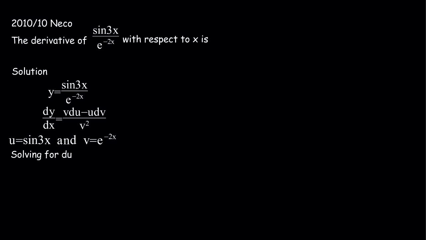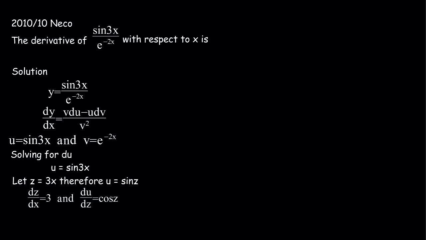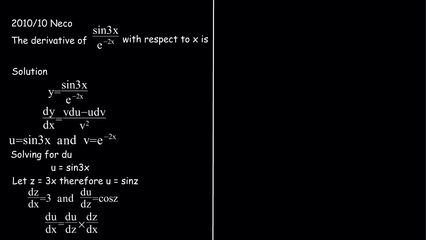Now we know that u is equal to sine 3s, and we are going to make 3s equal to z. So let z be equal to 3s, therefore u will be equal to sine z. The dz over ds will be equal to 3, and du over dz will be equal to cos z. Now substituting for du over dz and dz over ds in our chain rule formula, which states that du over ds will be equal to du over dz times dz over ds, du over ds becomes cos z times 3.